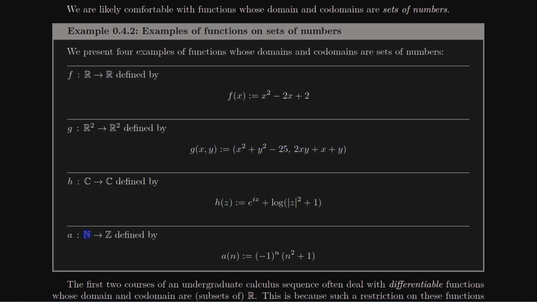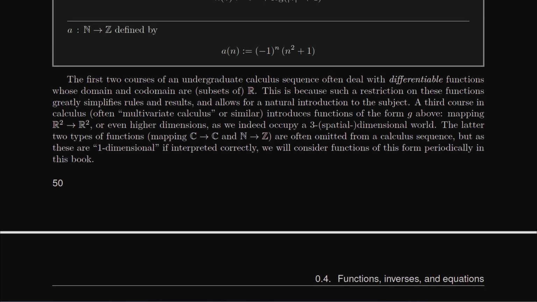And then finally, we do see a case where the domain and codomain are different. The domain here is only the natural numbers, but the codomain is all of the integers. And what we have here is our rule says you take a natural number, we're going to take -1 to that power, and then we're going to take n squared plus 1 and multiply by it. And we'll get integers rather than natural numbers out of that.